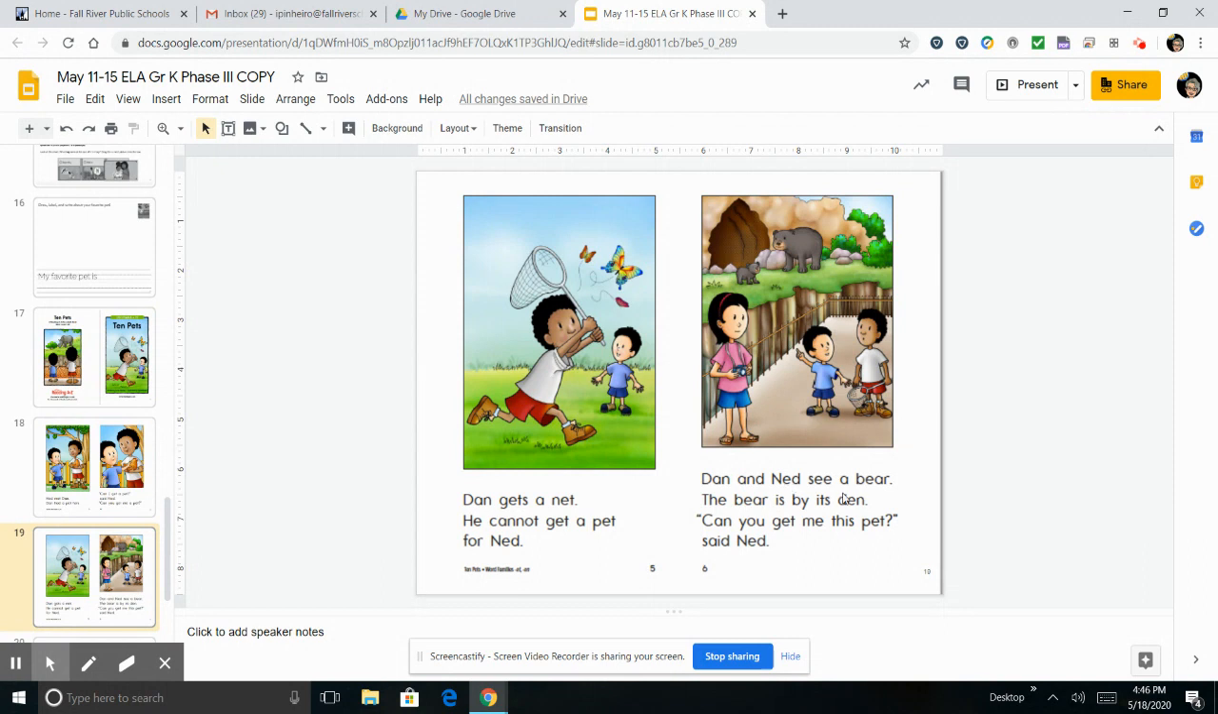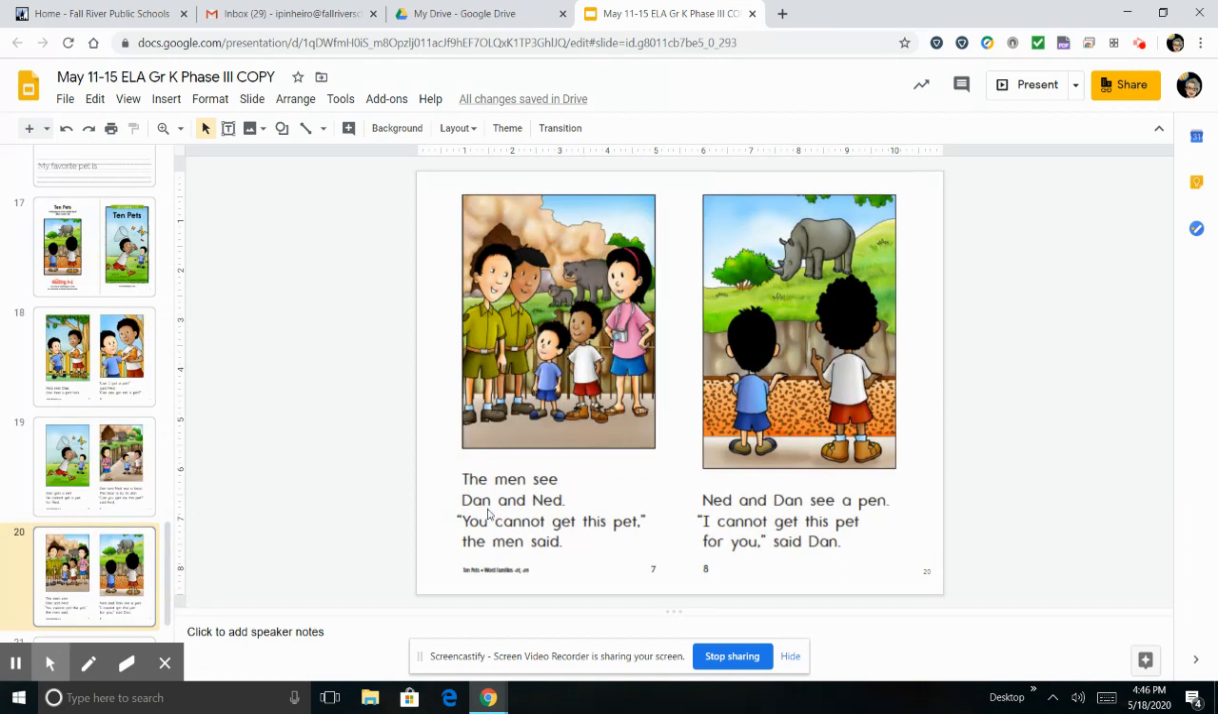Dan and Ned see a bear. The bear is by its den. Can you get me this pet? said Ned. Here they're at the zoo looking for a bear. The men see Dan and Ned. You cannot get this pet, said the men. Ned and Dan see a pen. I cannot get this pet for you, said Dan. What's that? That's a rhinoceros. Way too big to have for a pet.